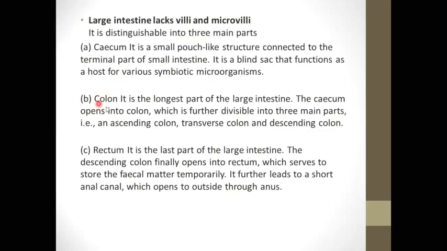Then we come on to the colon. The colon is the longest part of the large intestine, and we have the ascending colon, transverse colon, and the descending colon. The final part of the large intestine is the rectum. The rectum is the place where the fecal matter is stored temporarily, and after all the process of digestion and absorption is over, it leads to the anal canal, which opens out to the anus.